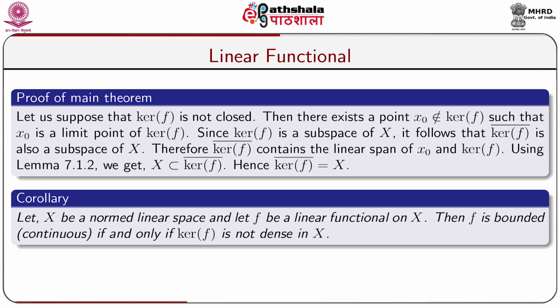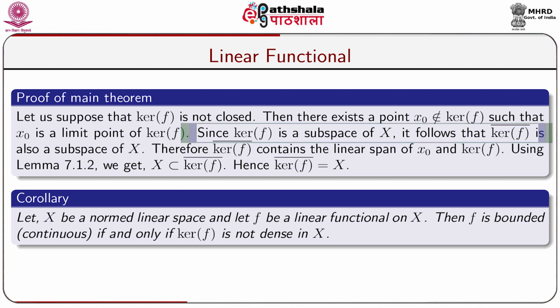The statement of the main theorem was that X be a normed linear space and f is a linear functional on X, then ker f is either dense or closed in X. Let us suppose that ker f is not closed. So, we have to prove that kernel of f is dense in capital X. Then there exists a point x0 which does not belong to ker f such that x0 is a limit point of ker f. Since kernel of f is a subspace of capital X, it follows that closure of kernel of f is also a subspace of X.